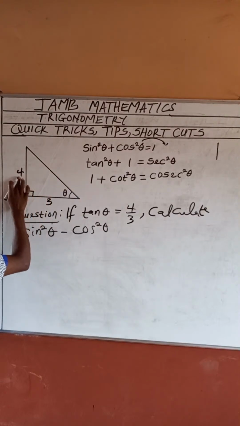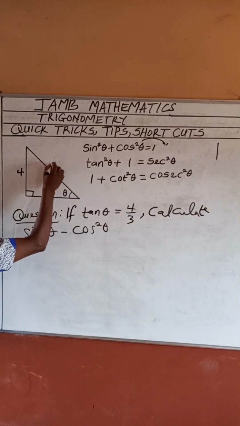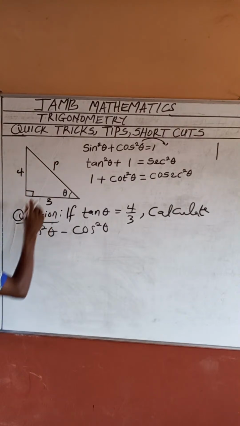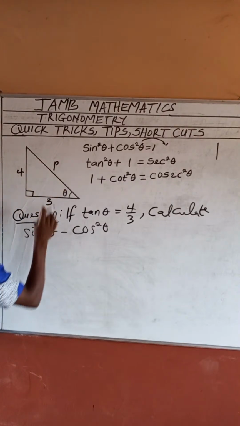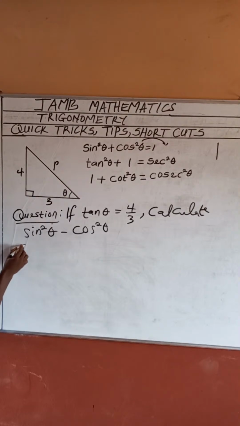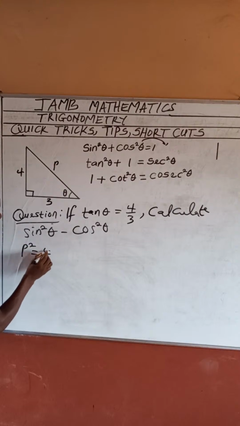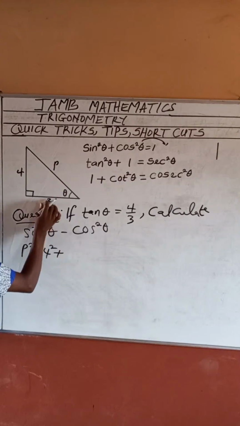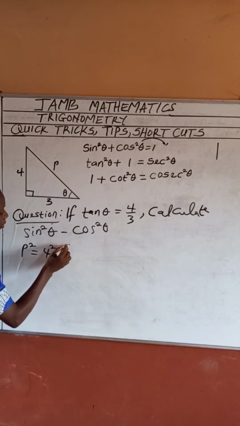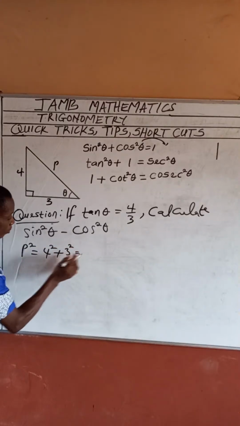So we are going to use P. Let's call it P. Which means our P square, from here, is equal to the square of 4 and the square of 3. Just do this. What is it going to give us?